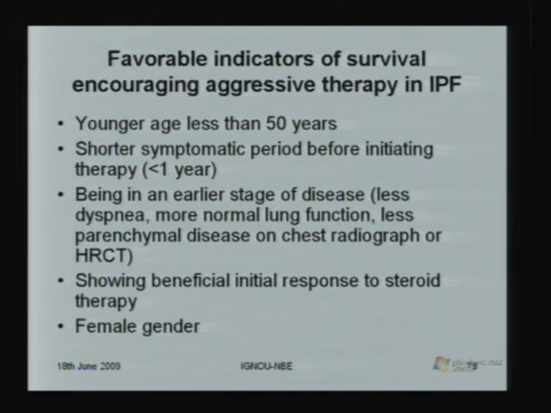The favorable indicators of survival include a younger age of less than 50 years, a shorter symptomatic period before initiating therapy of less than 1 year, being in an earlier stage of disease, that is, less dyspnea, more normal lung function, less parenchymal disease on chest radiograph or HRCT, a beneficial initial response to steroid therapy, and female gender.